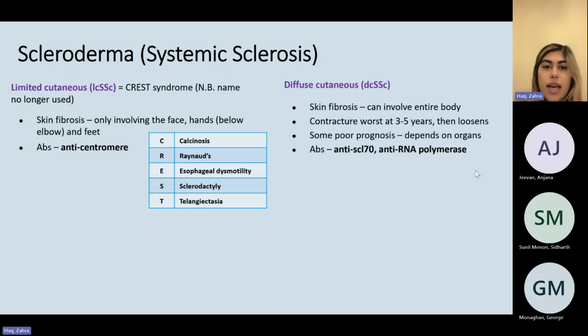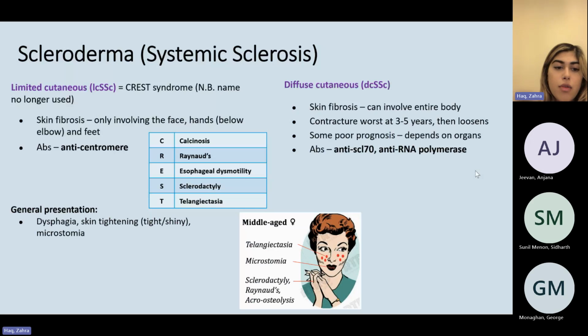You can get diffuse cutaneous scleroderma as well, which is skin fibrosis that can involve the whole body, with contractures, and this is typically a poor prognosis because it invades other organ systems. Antibodies associated with this are anti-Scl-70 and anti-RNA polymerase. The general presentation is dysphagia, because of the esophageal dysmotility associated with CREST, skin tightening, so roughened, tight, shiny skin, and microstomia, which is a small mouth.